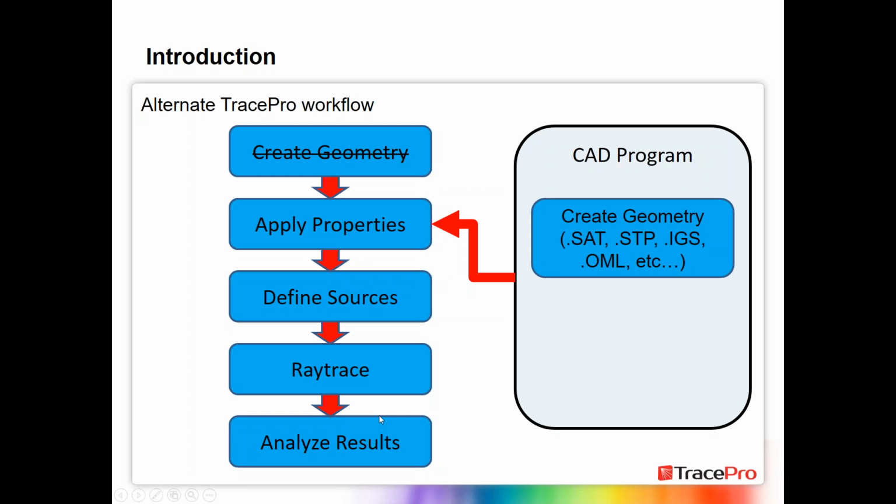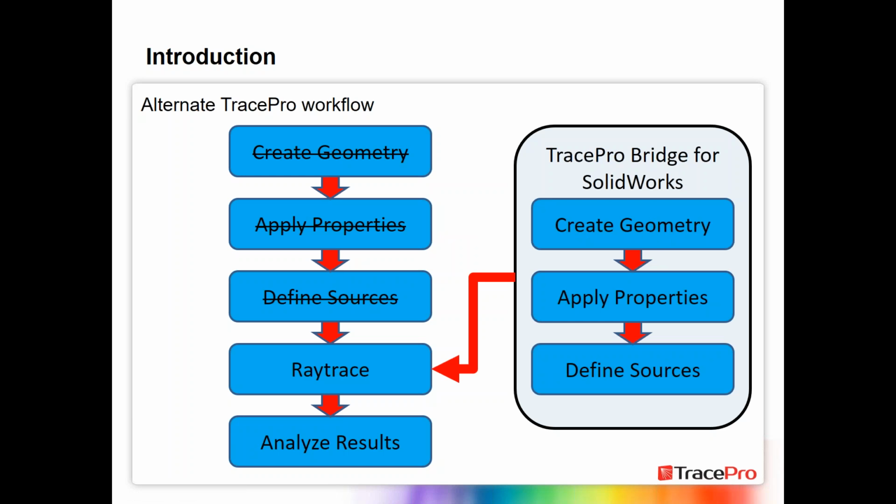If you're working with SolidWorks, we have the option of a program called the TracePro Bridge for SolidWorks, which would then let you, in SolidWorks, create the geometry, apply all of your optical properties and define your sources, and save those as part of the SolidWorks model. You could then export a TracePro OML file from SolidWorks to run the ray trace and analyze the results in TracePro.